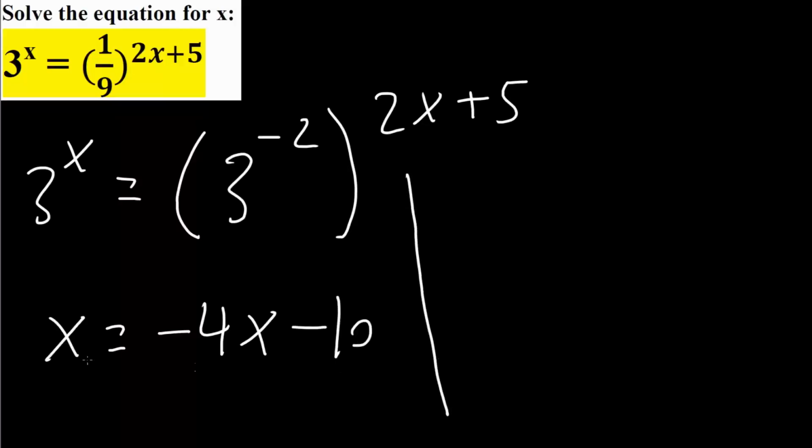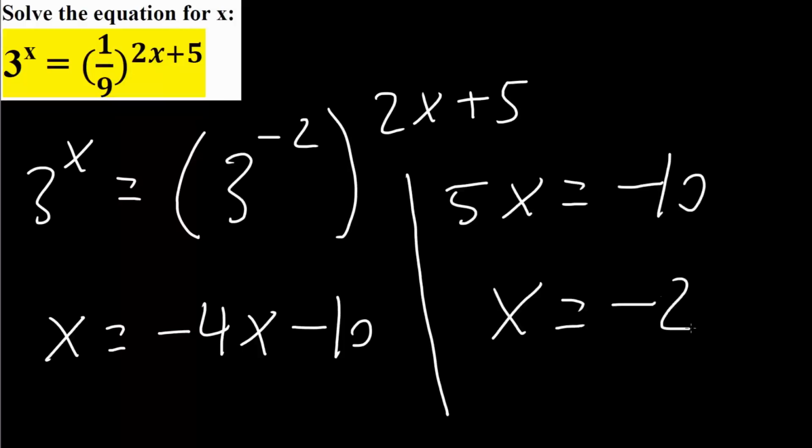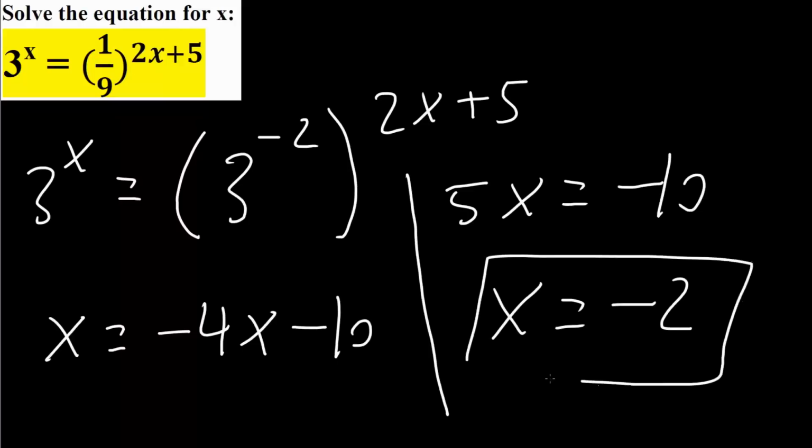And so x plus 4x is 5x is equal to minus 10. Therefore, x is equal to minus 2. And so we simply box in this answer. And that's all we need to do for these 4 problems.